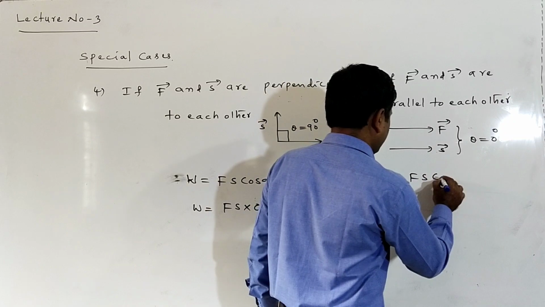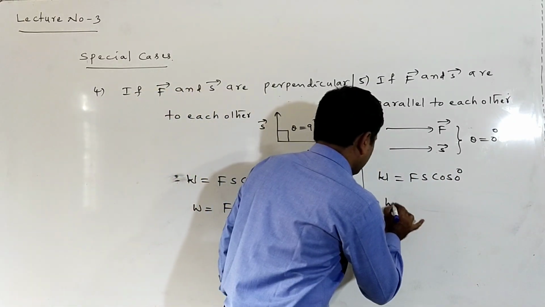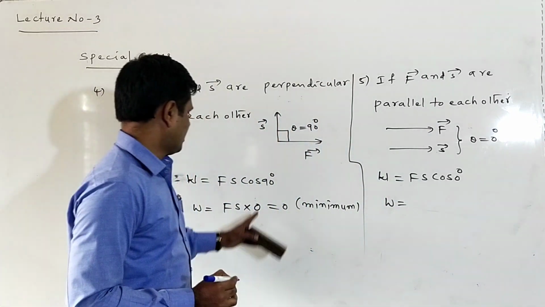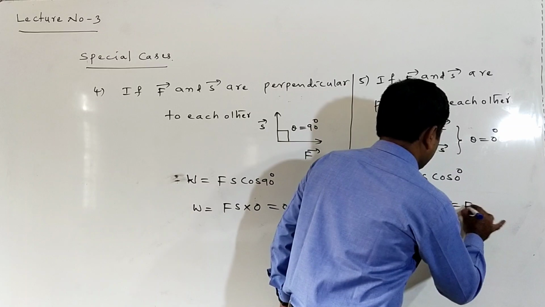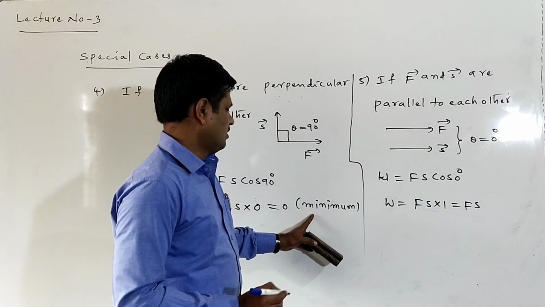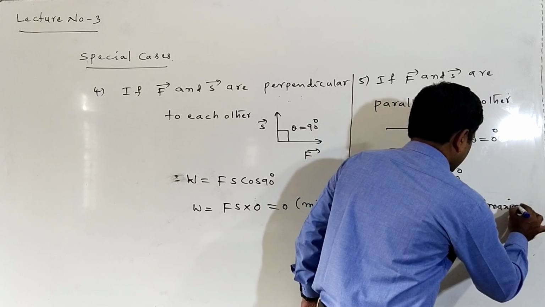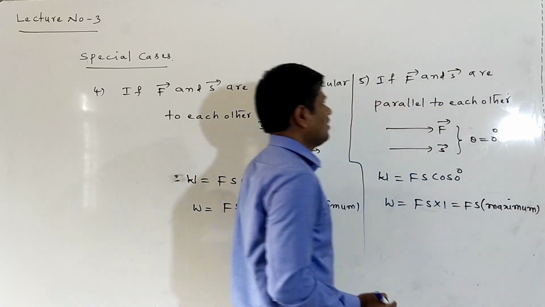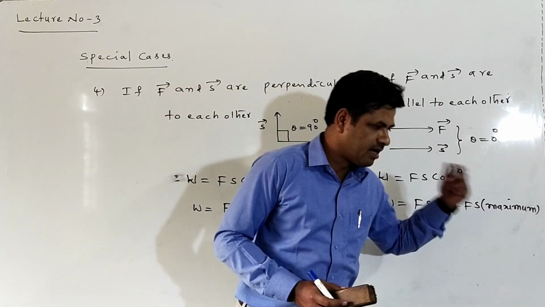In this case, we write the work done: W is equal to Fs cos 0 degrees. Now cos 0 value is equal to 1, while cos 90 value is 0. So Fs into 1 is equal to Fs. This is the maximum value. When F bar and S bar are parallel to each other, in this case the work done is maximum.